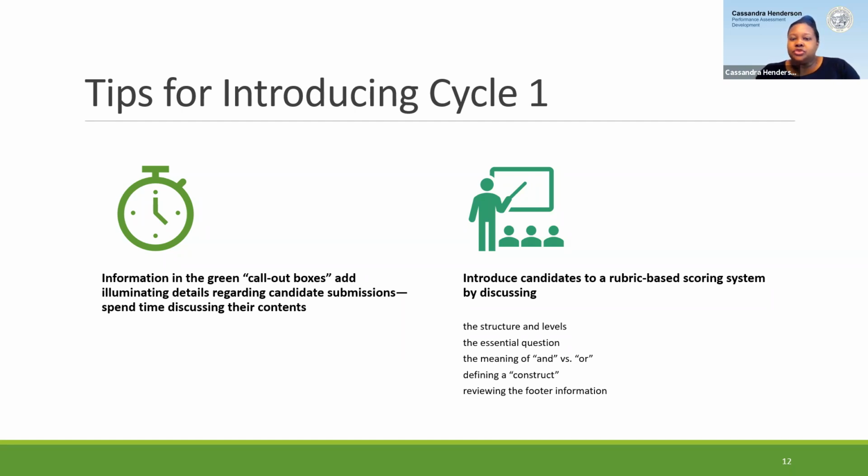Also, please introduce your candidates to the rubric scoring system by discussing the structure and the levels of the rubric, and the essential question in the rubric. This is very important: the meaning of "and" versus "or," and sometimes it will say "and/or," defining a construct, and reviewing the information in the footer, which shows what evidence the assessor will look at to score that particular rubric.